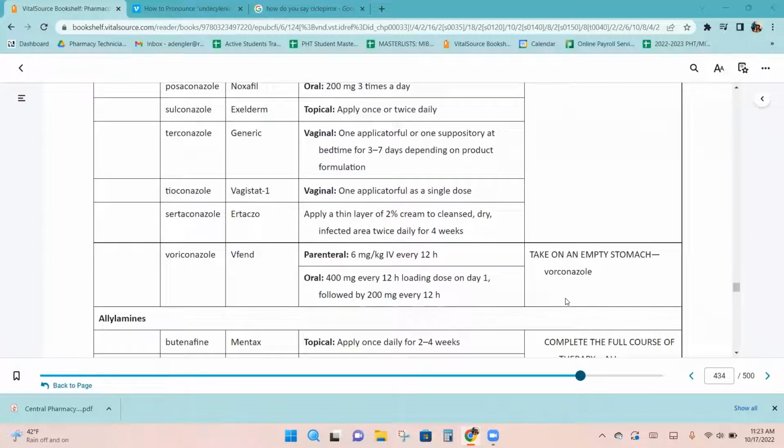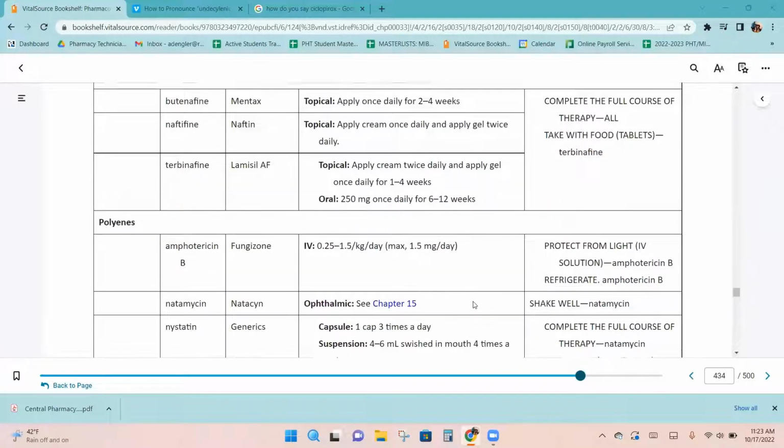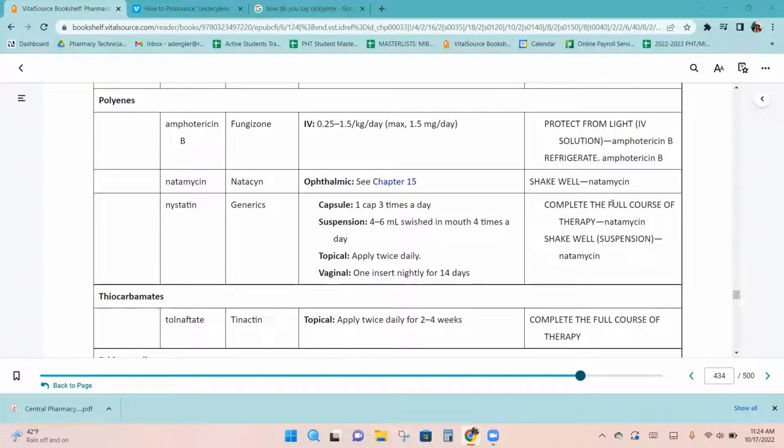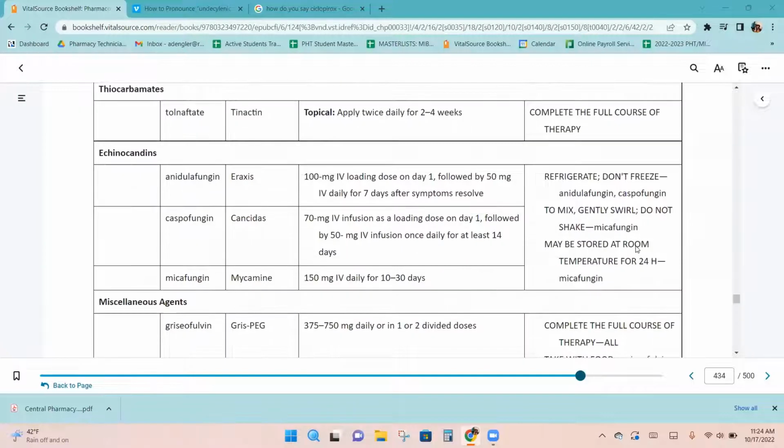Voriconazole should be taken on an empty stomach. The allylamines, the full course of therapy should be completed. Terbinafine should be taken with food. For the polyenes, we have protect from sunlight. That's the IV solution of amphotericin B. It should be refrigerated as well. Shake well, natamycin. Complete the full course of therapy, natamycin, and also shake well again with natamycin.